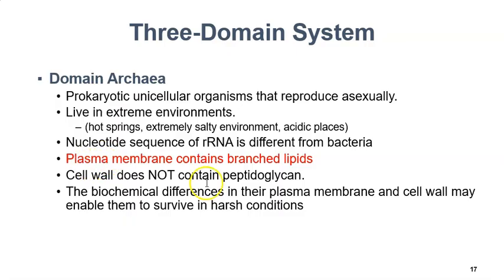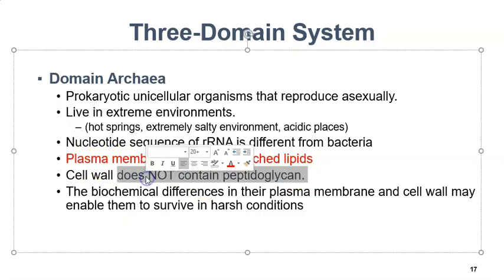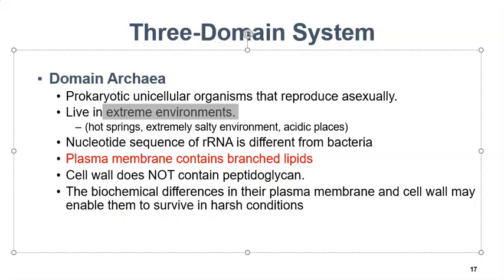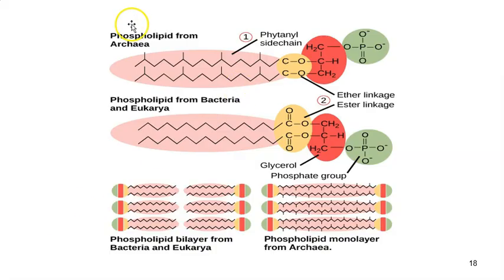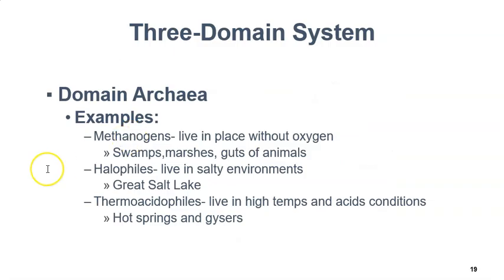Archaea is very different. They don't contain peptidoglycan, and the plasma membrane contains branched lipids. So they're very different. They're extremophiles. They live in extreme places. And so you can see right here the branching is different. You don't need to know anything like that. It just shows you an example.